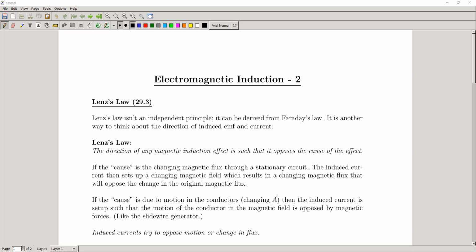Okay, this is going to be our second video on electromagnetic induction. In this video we're going to be covering section 29.3. This is a very, very short section.